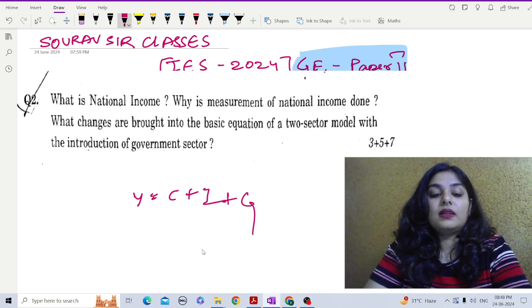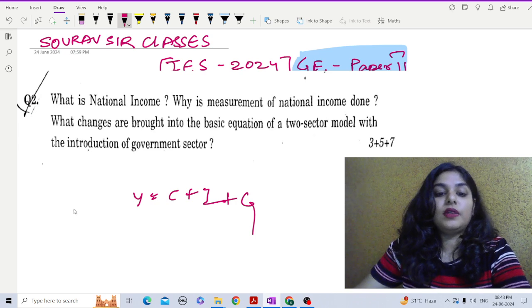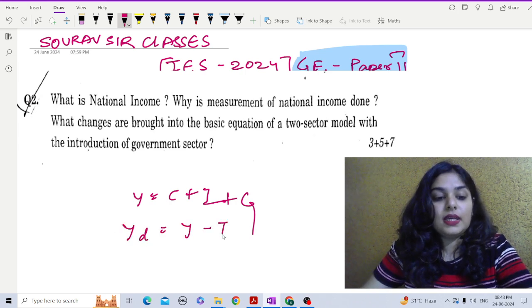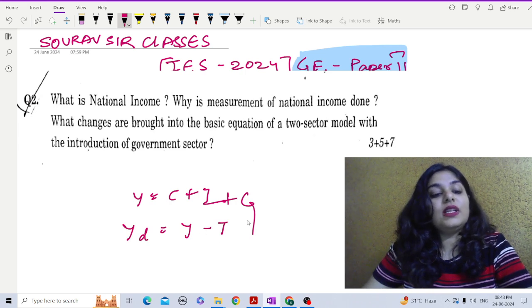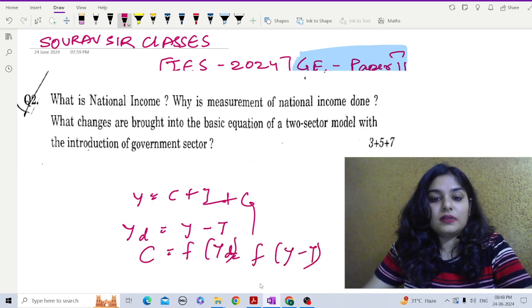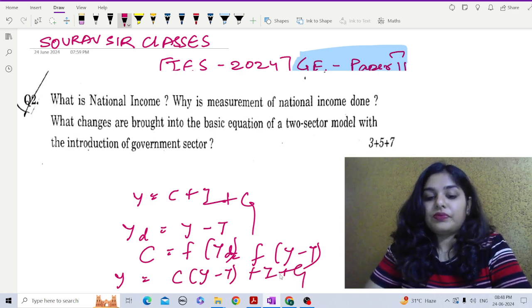Now, what happens is that as you introduce G, the government sector has different policies, fiscal parameters, right? That is tax also. So now suppose in the presence of tax, that will affect the disposable income. Now it will be what? So let us write down here, say YD is equal to Y minus T, tax is deducted. Now this will in turn affect the consumption. So I can say that C is a function of YD, right? That is a function of Y minus T, correct? So then the equation becomes Y is equal to C, which is a function of Y minus T, plus I plus G. Okay, so this is the extended form.